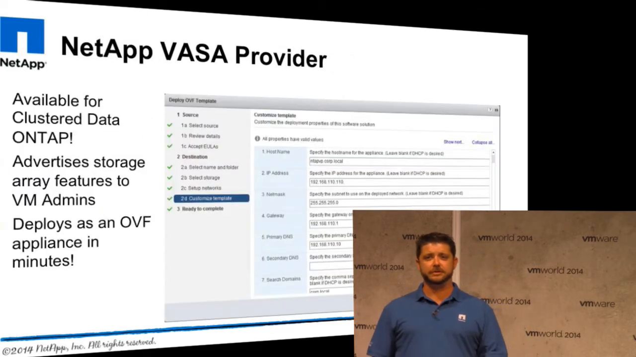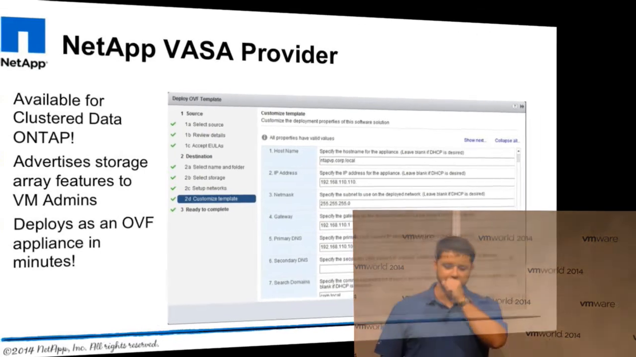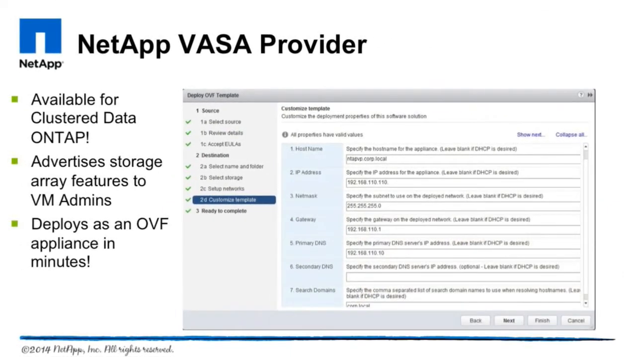Last year, NetApp introduced their VASA provider. Today, we have a brand new one. It's currently in beta. It's available for clustered Data ONTAP, and it does the same thing. It advertises all of these storage features. There's a very long list of them, including replication, data protection, storage efficiencies, disk types, HA or not.